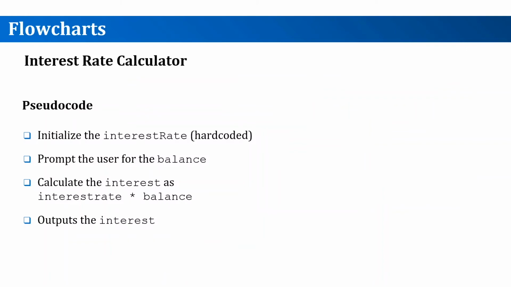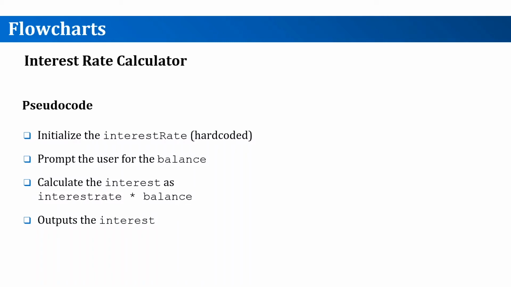Let's take a simple example to understand how a flowchart is created. In this problem, we want to create an interest rate calculator. The pseudocode of the algorithm used is as follows. Initialize the interest rate, prompt the user for the balance, calculate the interest as the multiplication of the interest rate and the balance, and then output it.